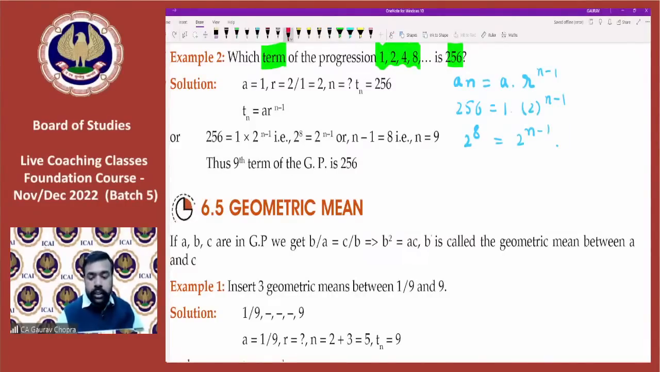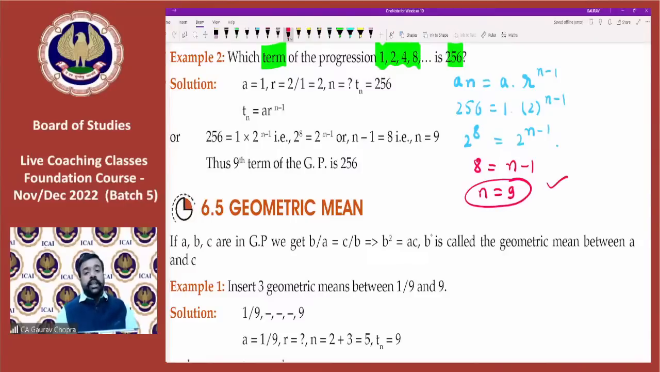So what is the result? 8 is equal to n minus 1. So n will be equal to 9. So 256 is the 9th term of the GP.